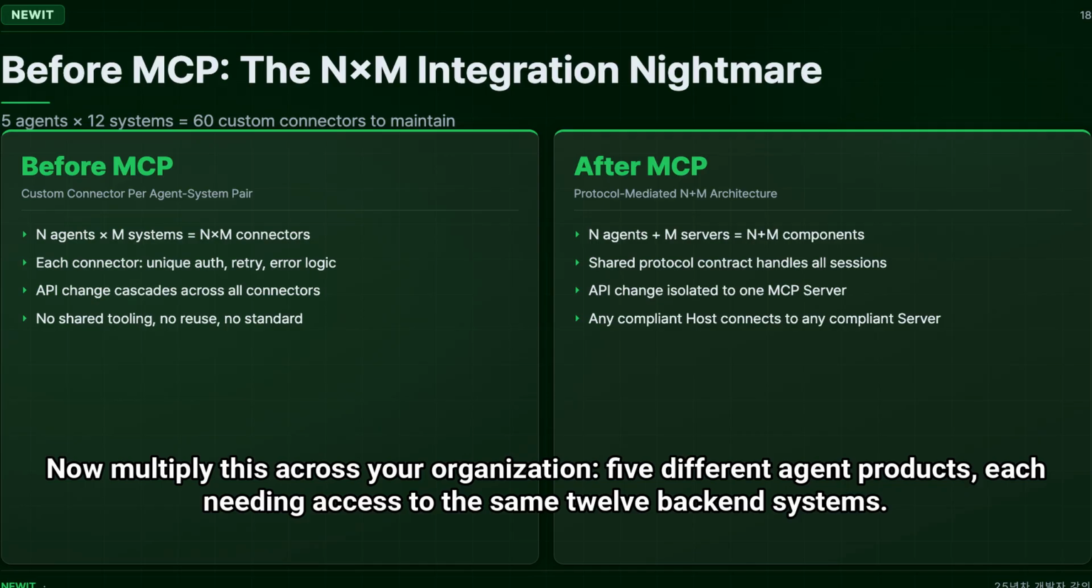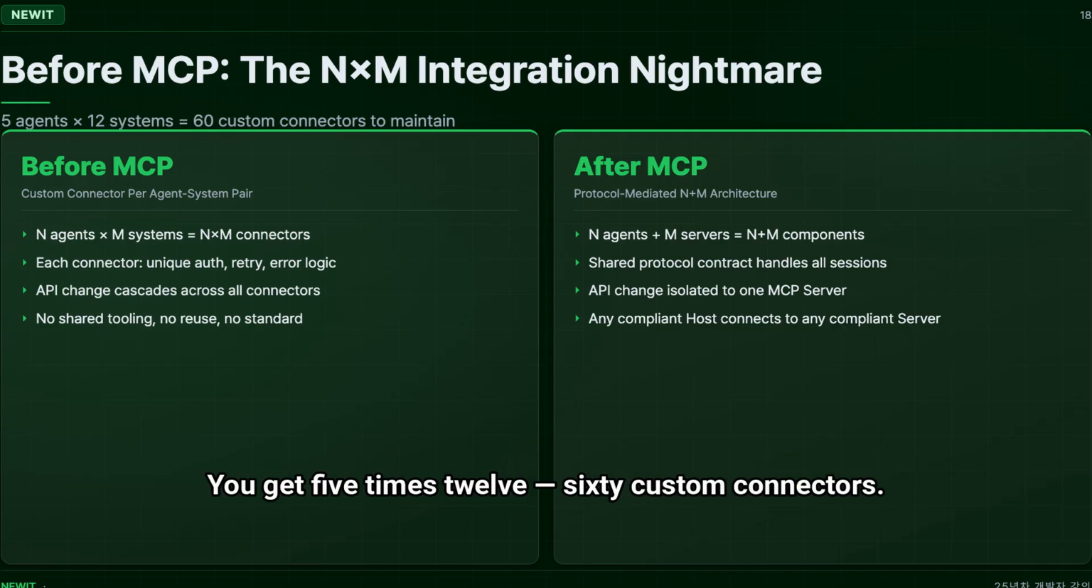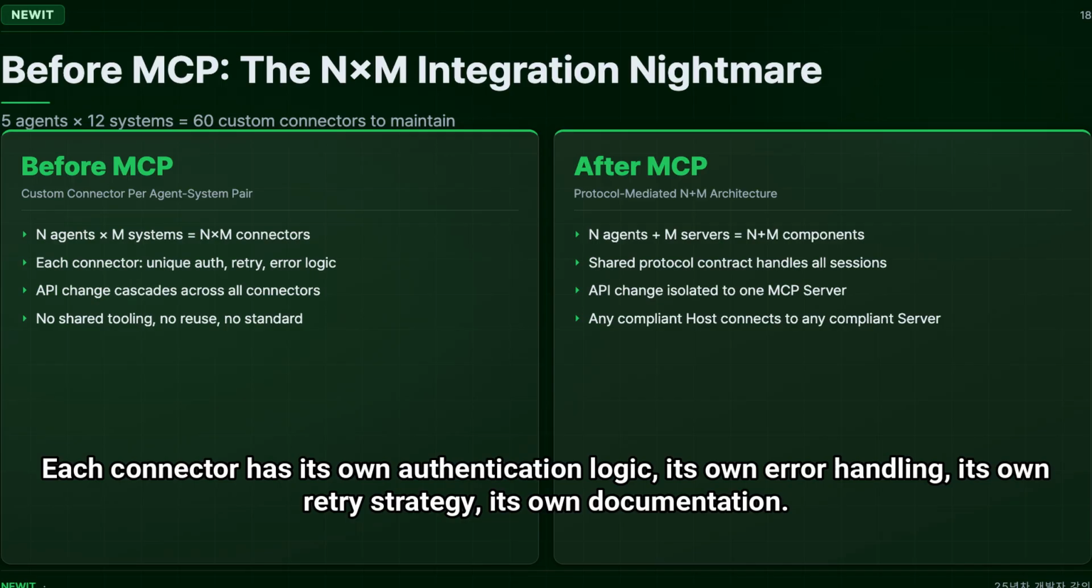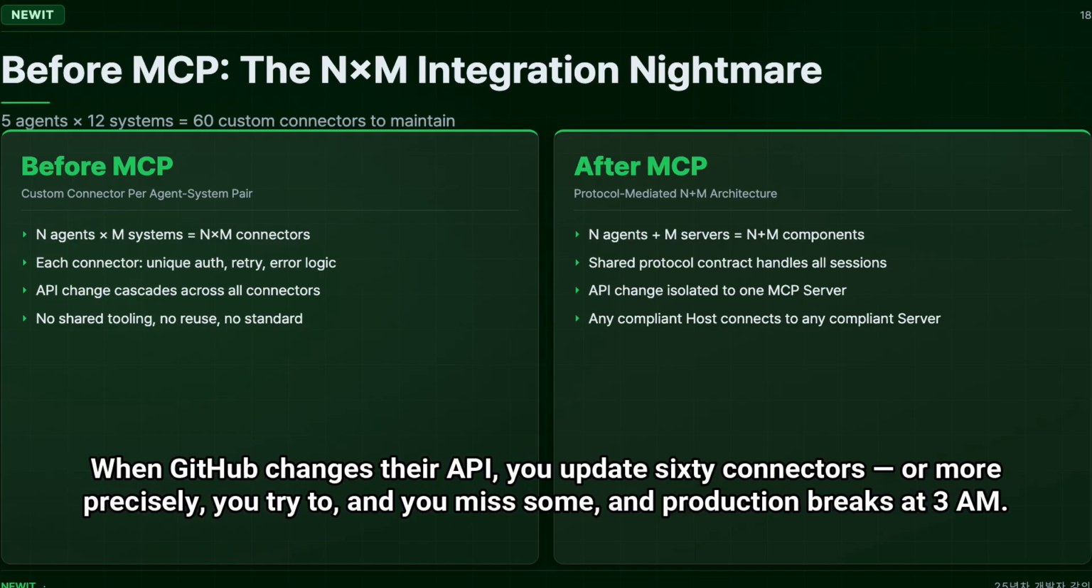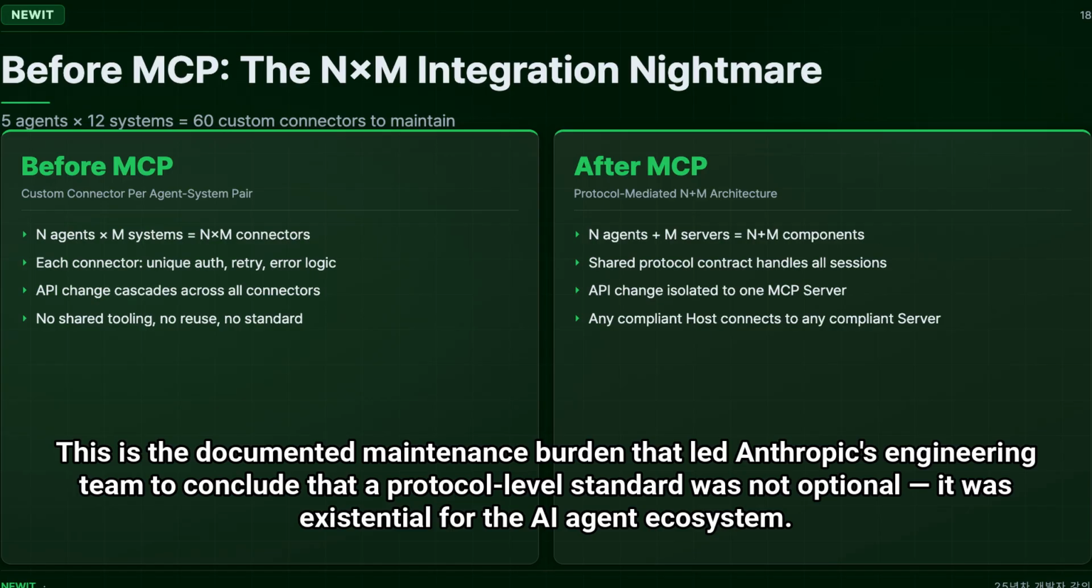Now multiply this across your organization. 5 different agent products, each needing access to the same 12 backend systems. You do not get 12 integrations. You get 5 times 12, 60 custom connectors. This is the N times M integration problem that every enterprise architect dreads. Each connector has its own authentication logic, its own error handling, its own retry strategy, its own documentation. When GitHub changes their API, you update 60 connectors, or more precisely, you try to. You miss some, and production breaks at 3 a.m. This is not an exaggeration. This is the documented maintenance burden that led Anthropic's engineering team to conclude that a protocol-level standard was not optional, it was existential for the AI agent ecosystem.